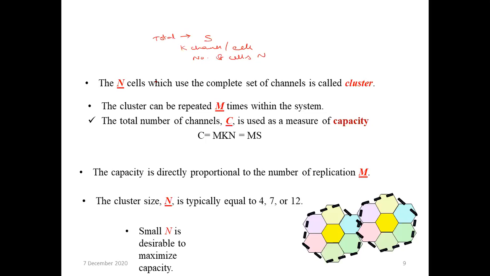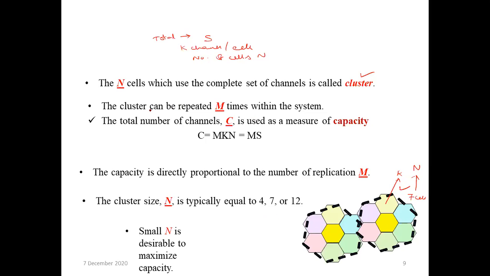Now you see the n cells which use the complete set of channels is called a cluster. This is a cluster because these n cells, 1, 2, 3, 4, 5, 6, 7, there are 7 cells, which is nothing but your n. Each cell is using k channels of frequency sets. So k into n is the total number of frequency channels that are available to cover this particular geographic area. The same thing is getting repeated everywhere in the geographic area.